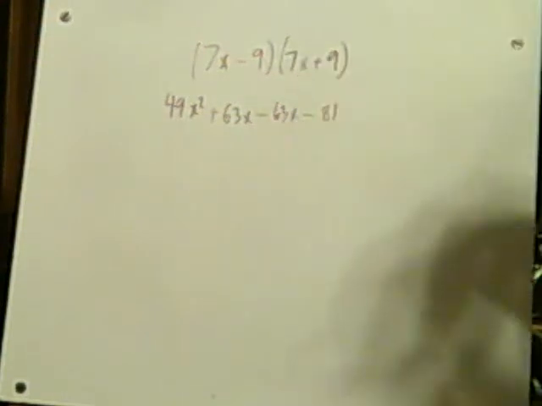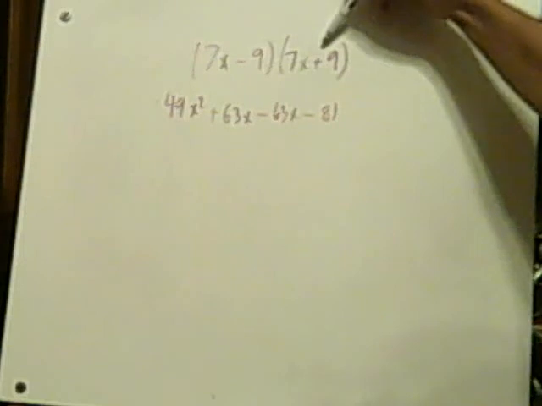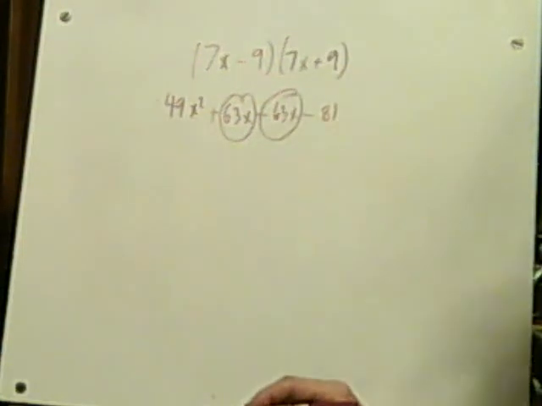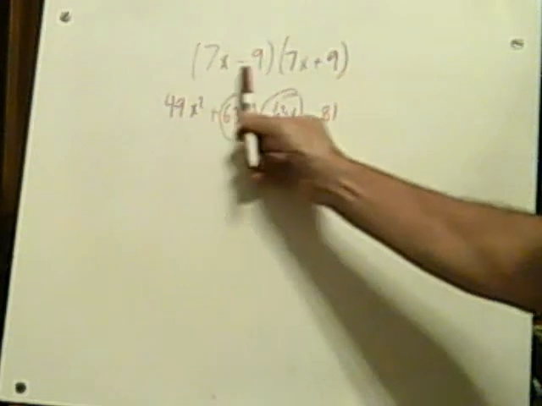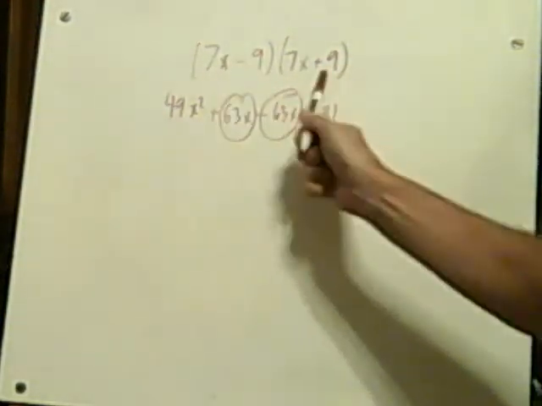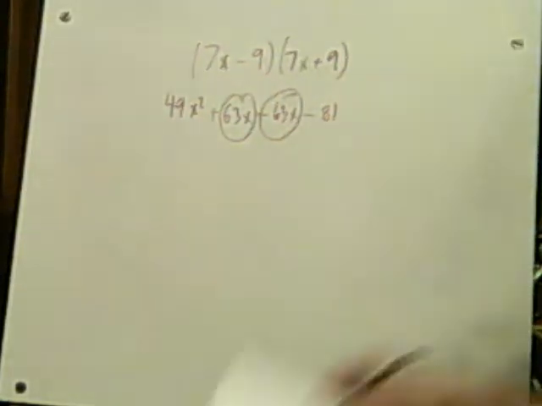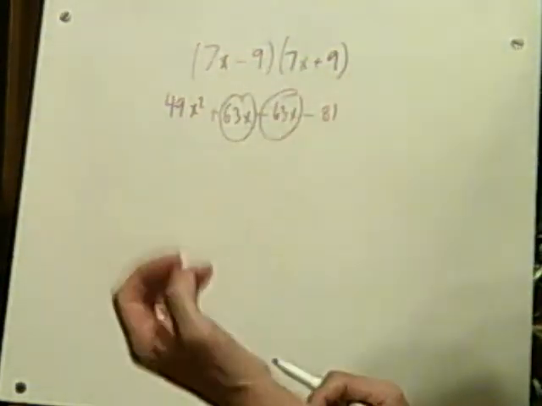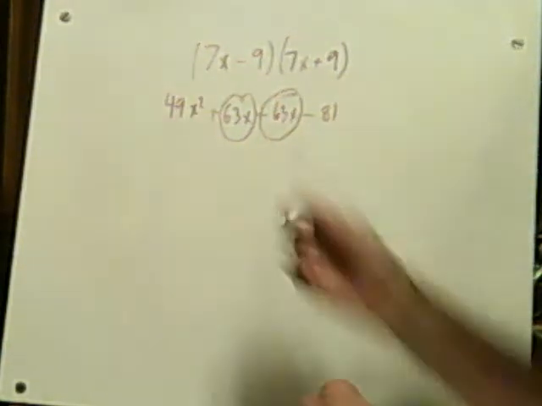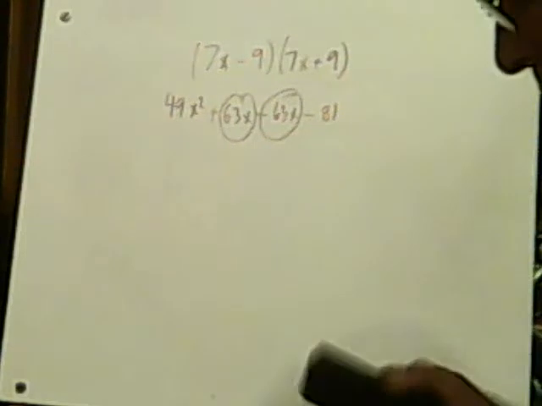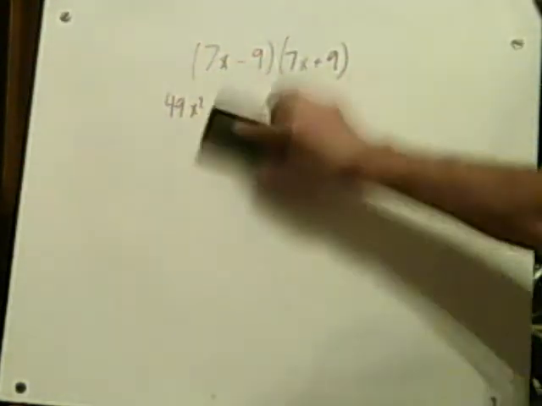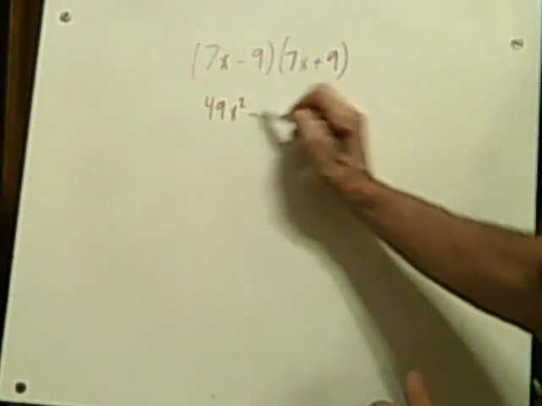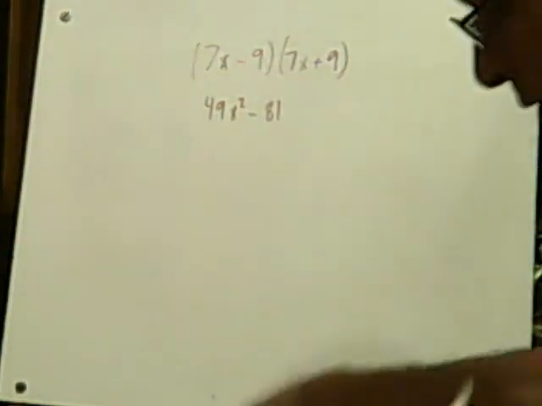Now, when you see something that looks like this, and one's got a plus, and one's got a minus, you'll notice that the middle terms always, always cancel. And what you end up with is the first term squared minus the last term squared. This type of form is referred to as the difference of two squares. In other words, when you see a product of two binomials, one is the sum and one is the difference of two quantities, the net result will always be the difference of the squares. That's something that you memorize, and it allows you to write this down without ever putting that down. In other words, when I look at that, I can immediately tell you that answer is going to be 49x squared minus 81, without ever writing down the middle terms.